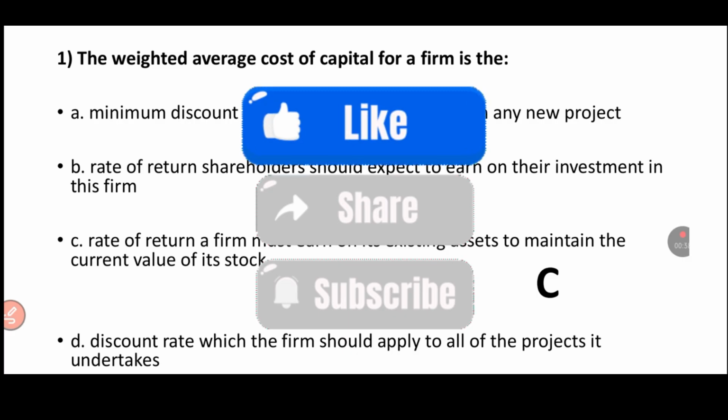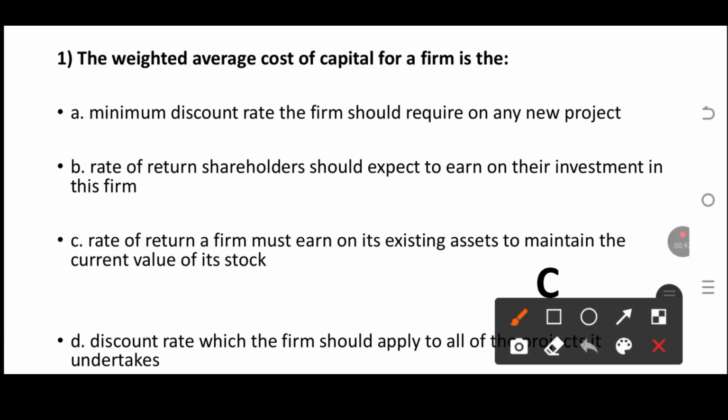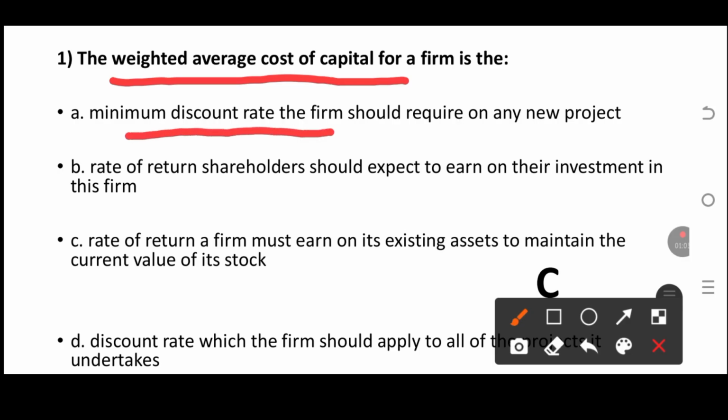The first question says: the weighted average cost of capital for a firm is A, a minimum discount rate the firm should require on any new project. B, the rate of return shareholders should expect to earn on their investment in this firm. Does it match? Okay, the third choice also.